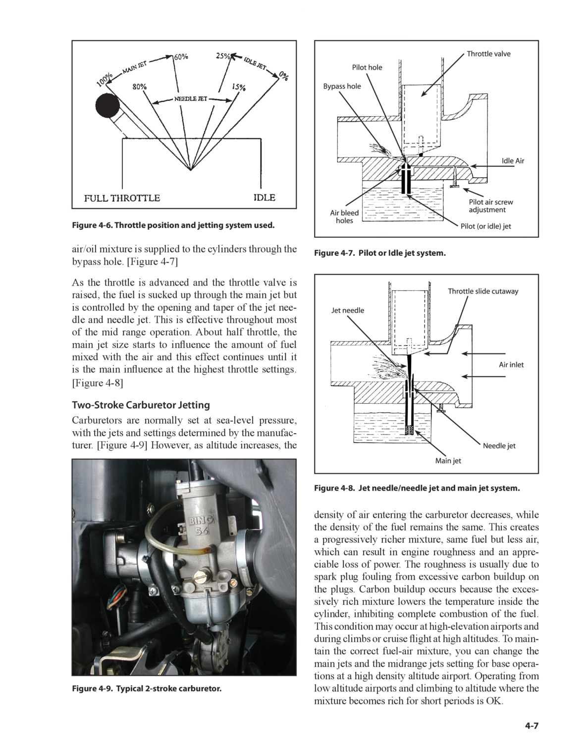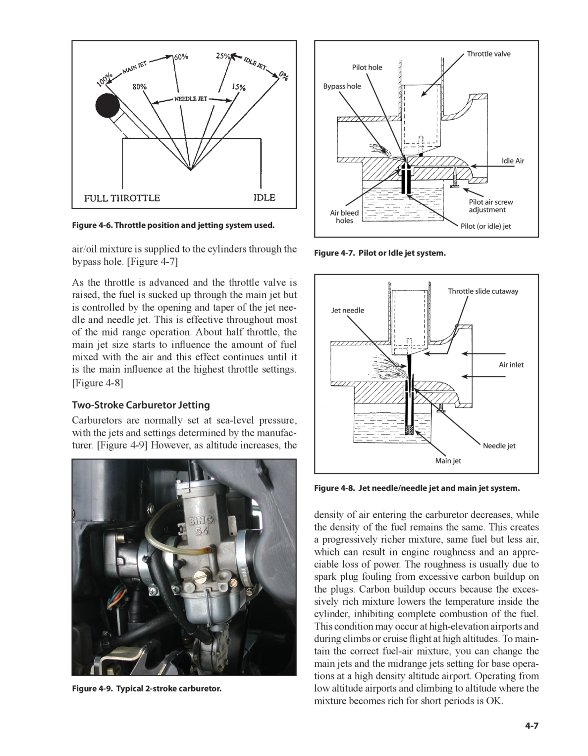the fuel remains the same. This creates a progressively richer mixture, same fuel but less air, which can result in engine roughness and an appreciable loss of power. The roughness is usually due to spark plug fouling from excessive carbon buildup on the plugs. Carbon buildup occurs because the excessively rich mixture lowers the temperature inside the cylinder, inhibiting complete combustion of the fuel. This condition may occur at high elevation airports and during climbs or cruise flight at high altitudes.